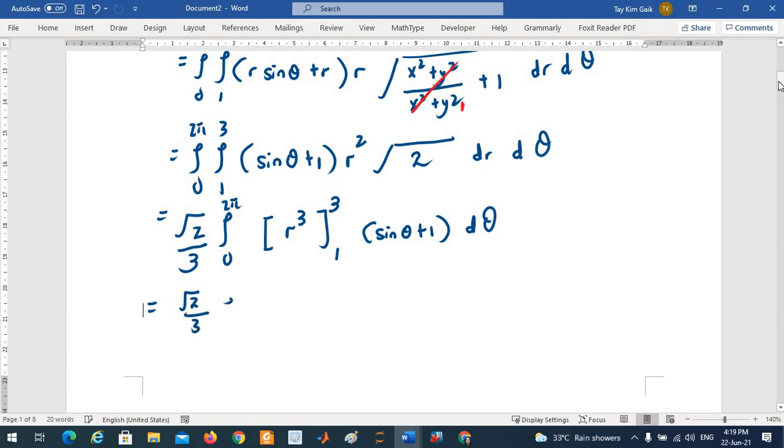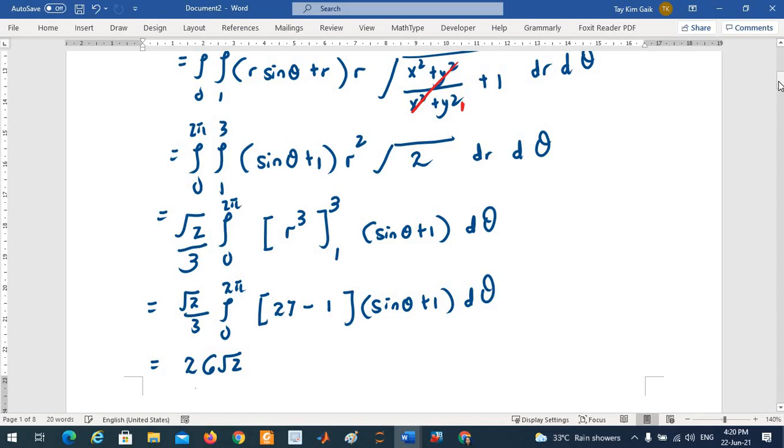Root 2 over 3, 0 to 2 pi. So 3 cubed is 27 minus 1, and then integrate sin theta plus 1 d theta. So 27 minus 1 is 26. So you have 26 root 2 over 3, integrate from 0 to 2 pi of sin theta plus 1 d theta.